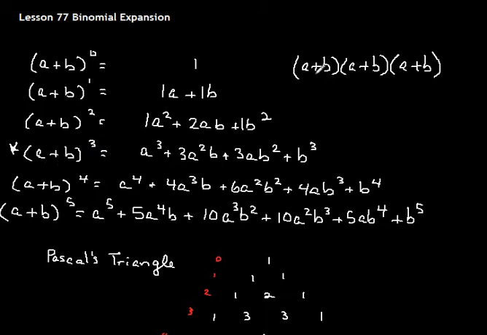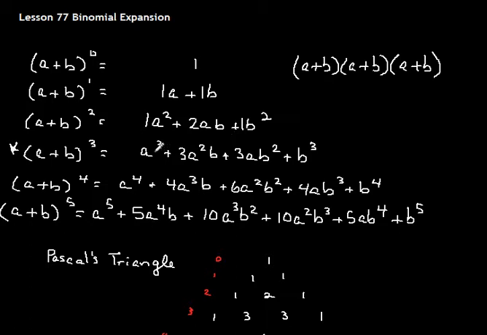So the pattern for these is you just cube the first term if it's cubed. You take 3 times this first one squared times the second one, then 3 times the first one times the second one squared, and then the second one cubed.